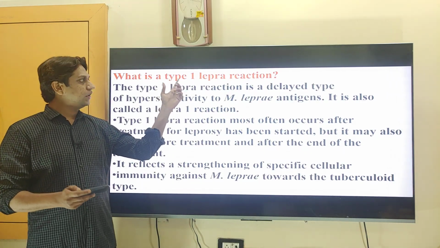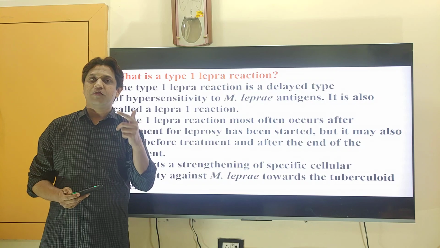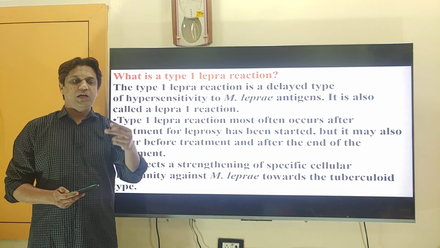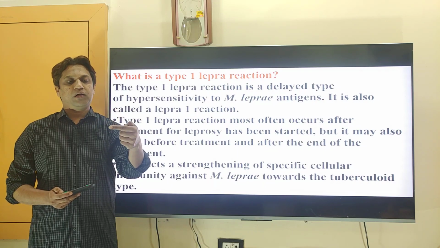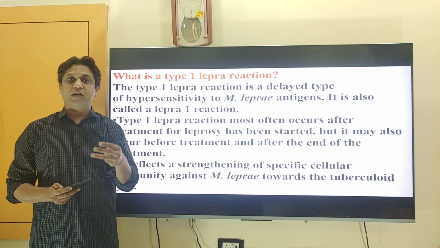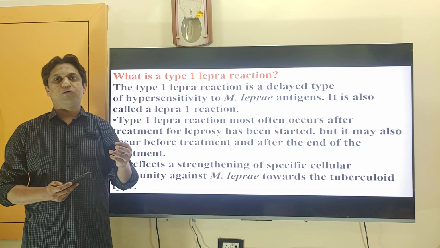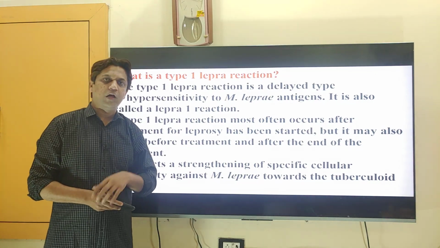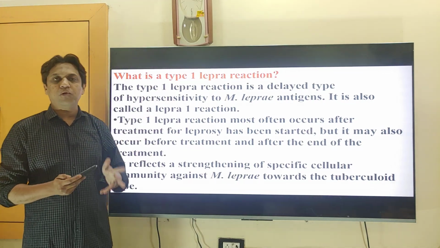So that is basically the type 1 Lepra reaction. Lepra reactions are basically of two types. It's an inflammatory reaction occurring in leprosy. It is basically of two types: type 1 Lepra reaction and type 2 Lepra reaction. One more, if you consider it even as a type 3, is known as the rarest form, that is the Lucio phenomenon. We're not going to discuss that right now. We are just focusing on the type 1 and type 2 Lepra reaction.